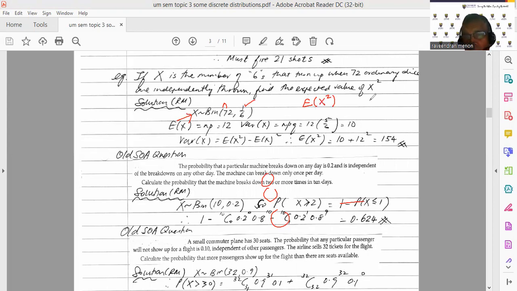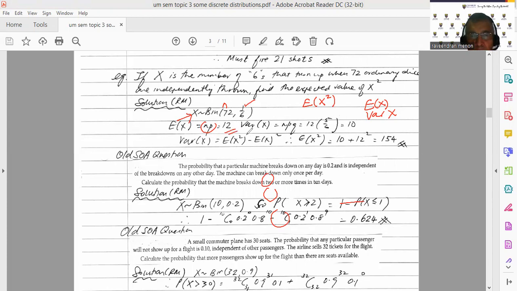Find the expected value first. You know the formula, np, and then find the variance of X, npq, and then use the formula. Second moment minus first moment squared is your variance, and you can get all your answers. No problem, right? So I have np, so you take 72 times 1 over 6, you'll get 12. That's the expected value of X.